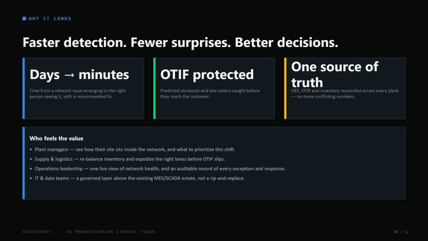Plant managers see where they sit in the network, and supply and logistics rebalance before the OTIF slips. Leadership gets one live view and an auditable record of every exception and response, and IT gets a governed layer, not a rip and replace.